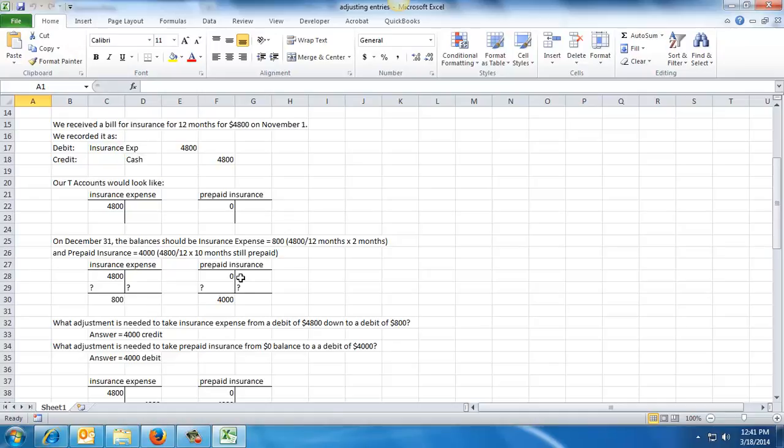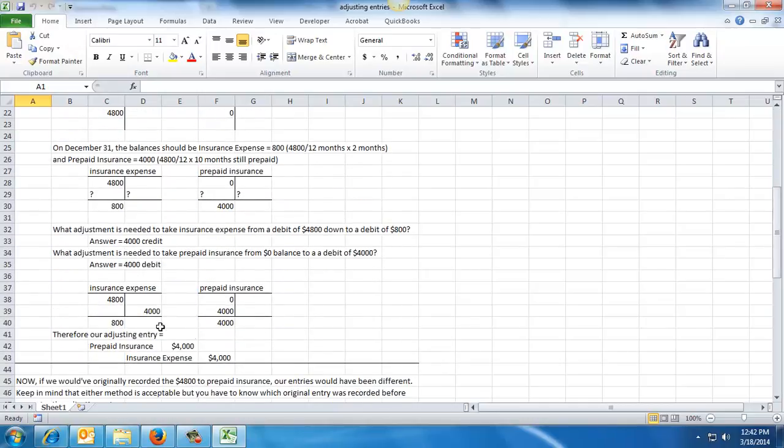Prepaid insurance is how much do we still have prepaid for future months. Right now in our books we have 0, and it should be $4,000, which is 10 months worth of insurance. So then the question for our adjusting entry is, how do we go from $4,800 as a debit to $800 as a debit, and how do we go from 0 to $4,000?